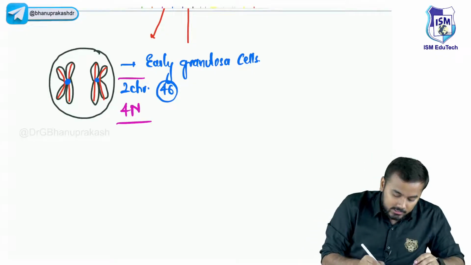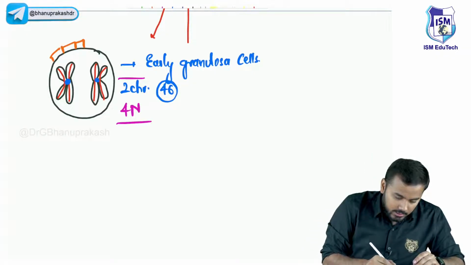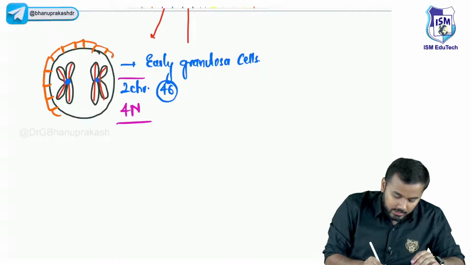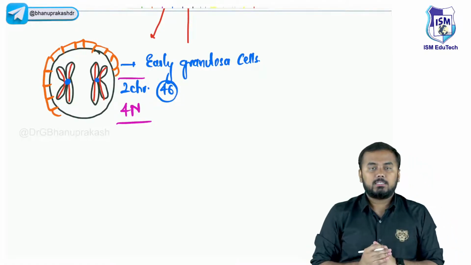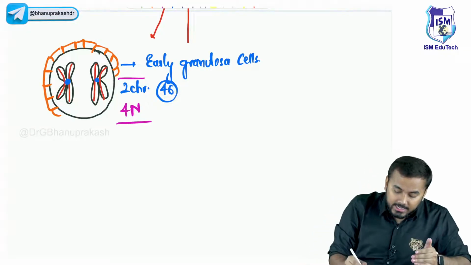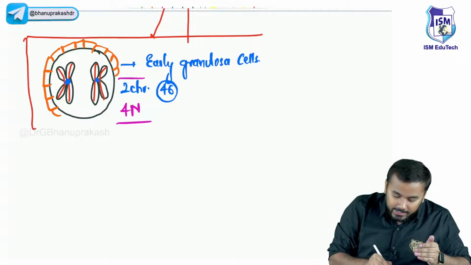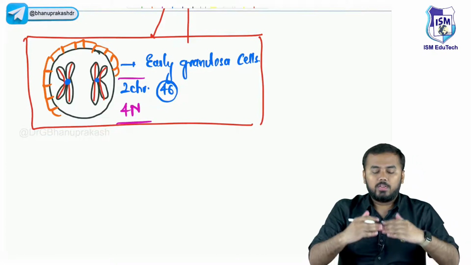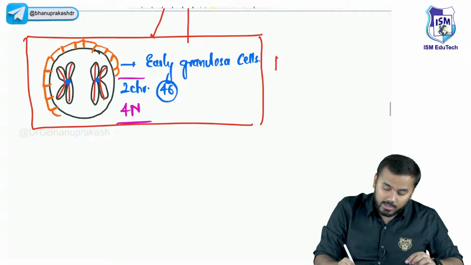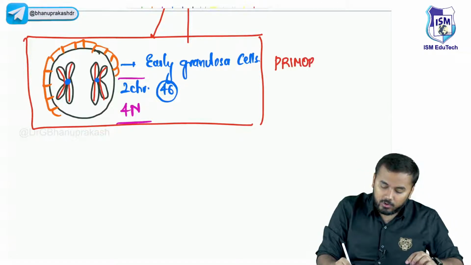Now this epithelium which I have drawn here, right? This epithelium is called early granulosa cells. So what do you call this entire stage? This entire stage, whatever I have just told you, is called the primordial follicle.